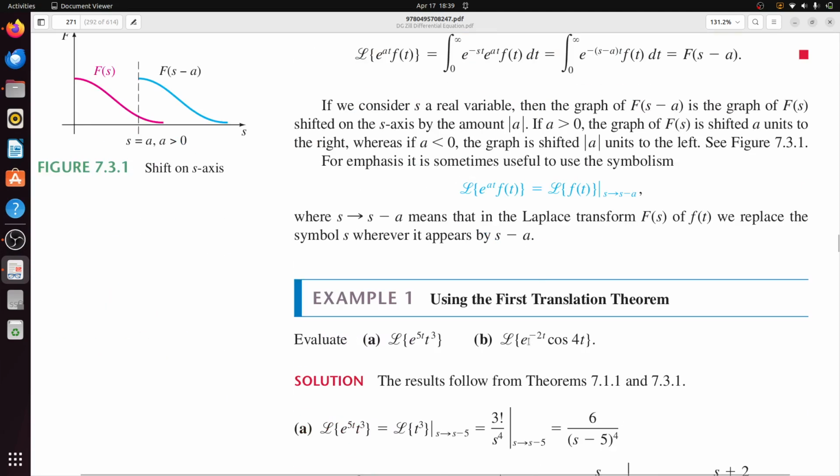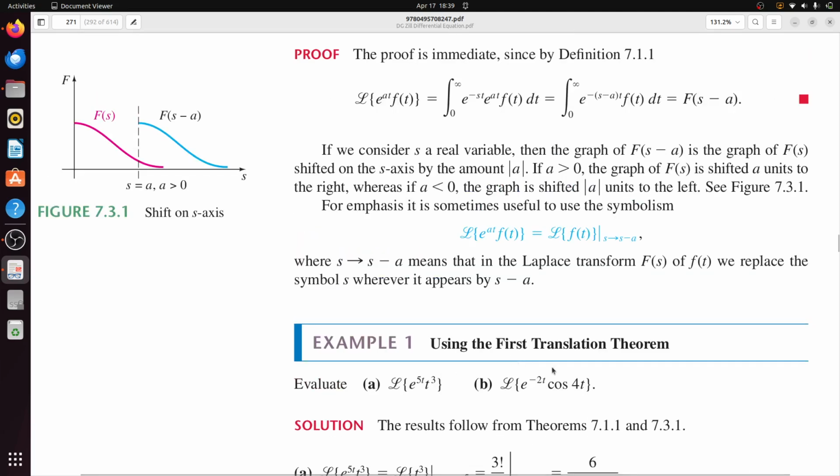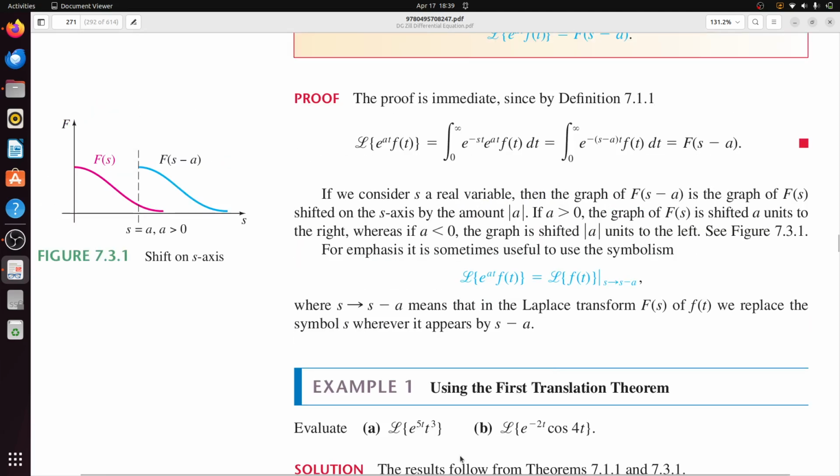So next we will try to solve the two problems which I discussed earlier, that is the Laplace transformation of e to the power 5t into t cube. So e to the power 5t is an exponential type of function that is multiplied with the function t cube itself.